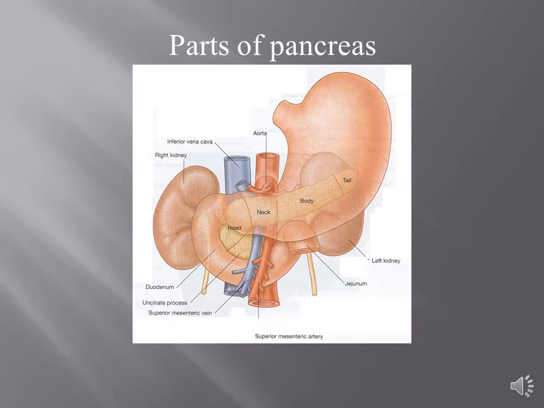And we can also appreciate certain relations of pancreas in this diagram, how posteriorly head and neck are related with IVC and body is related with the superior mesenteric artery, which is the branch of abdominal aorta, and then tail and body are related with left kidney, left suprarenal. So these are the parts of pancreas.